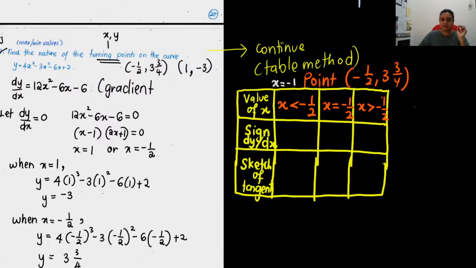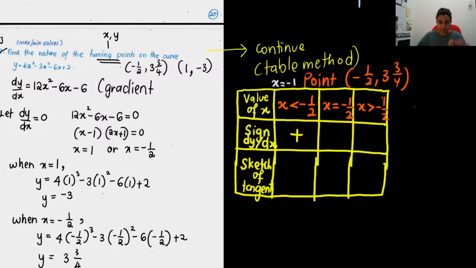So I better write down here for you also. The sign is for dy dx. Okay, substitute the -1 inside that. So let's check what's the answer. 12 times -1 squared minus 6 times -1 minus 6. Okay, teacher is getting a positive value here. I'm getting 12. So I'm just going to write positive because 12 is positive, there's no negative value.